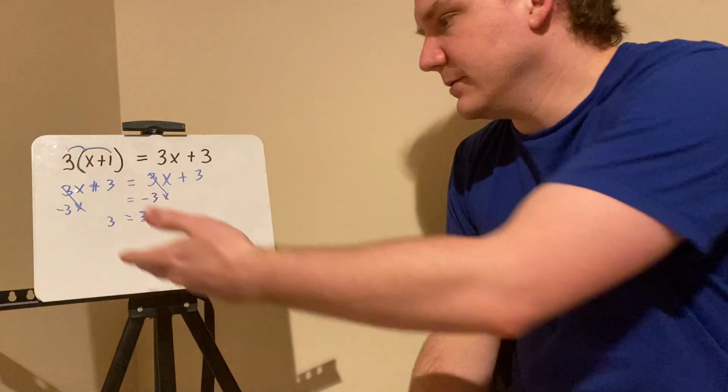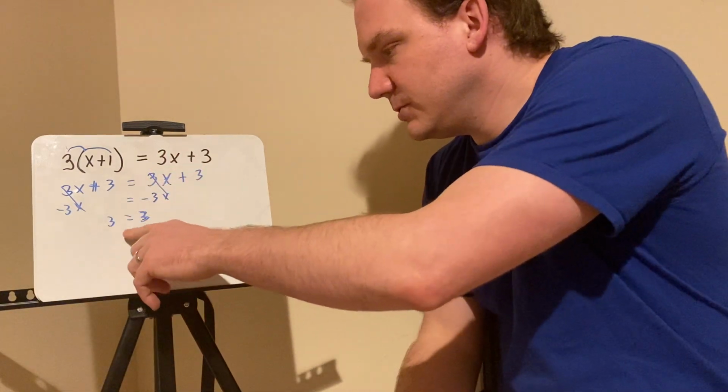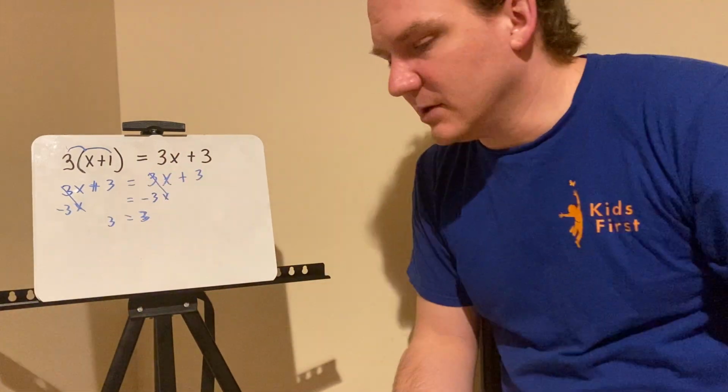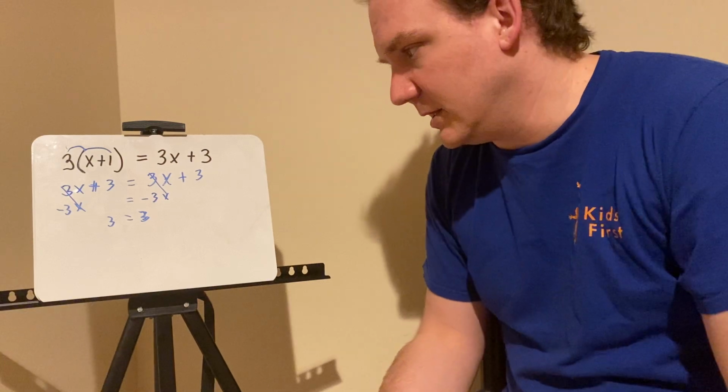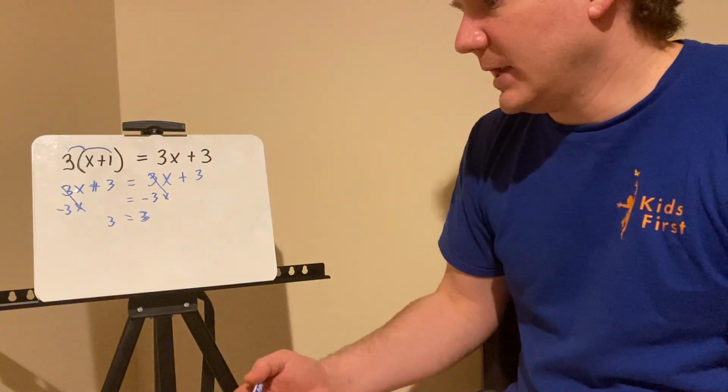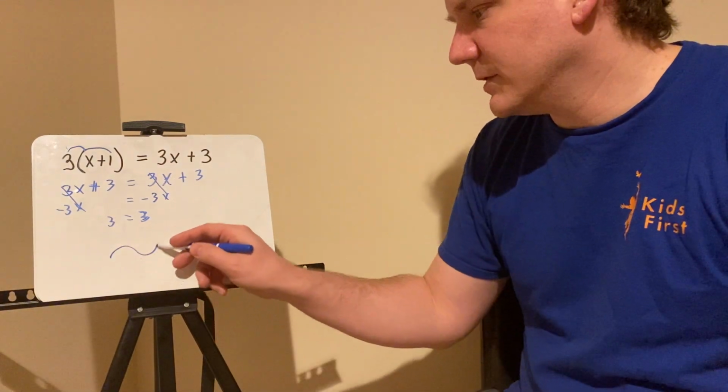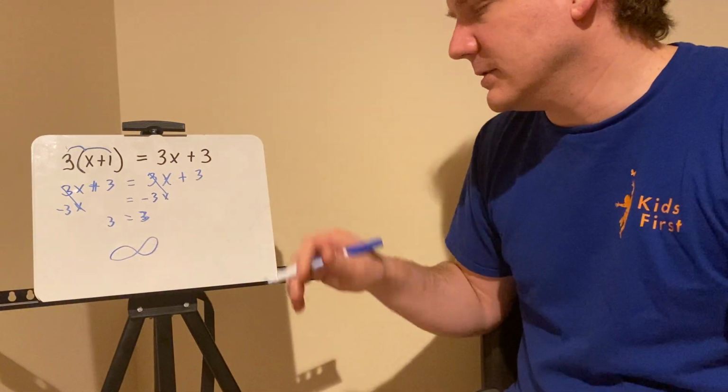But what this is, and the reason you get to this, is you have a true statement that can't be solved for a variable because I've eliminated the variable. It means that what I have is an infinite number of solutions. So this has infinitely many solutions.